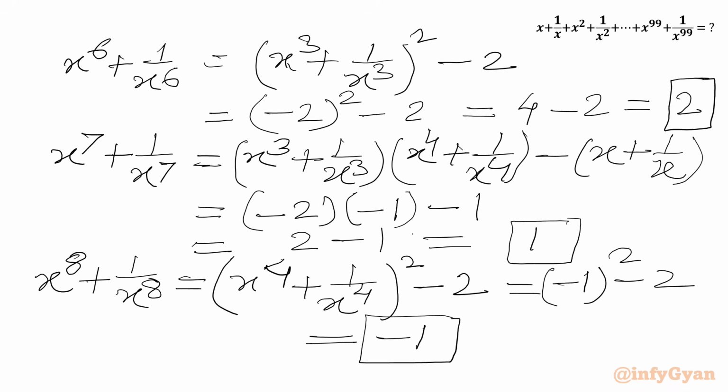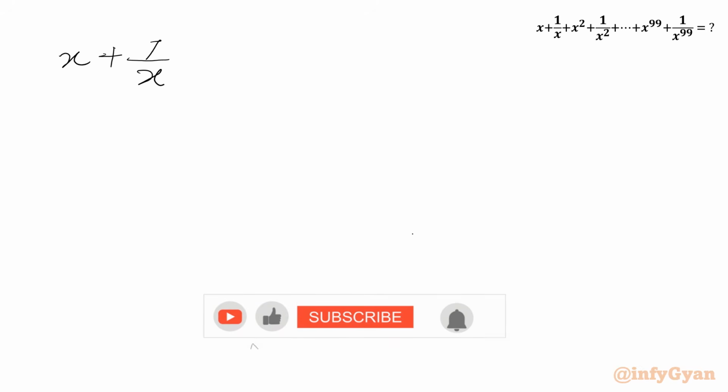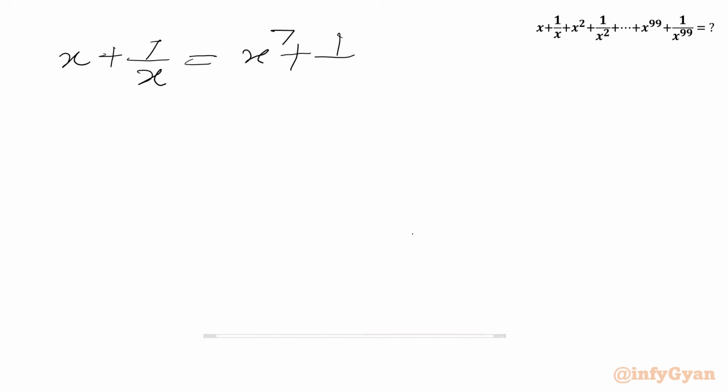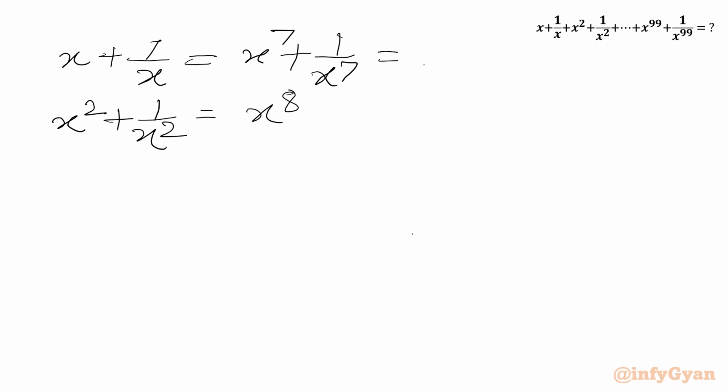So I would say x plus 1 over x is the same as x power 7 plus 1 over x power 7, same as x power 14 plus 1 over x power 14, and so on. Similarly, x square plus 1 over x square will be the same as x power 8 plus 1 over x power 8. This will be the same as x power 14 plus 1 over x power 14, and so on.